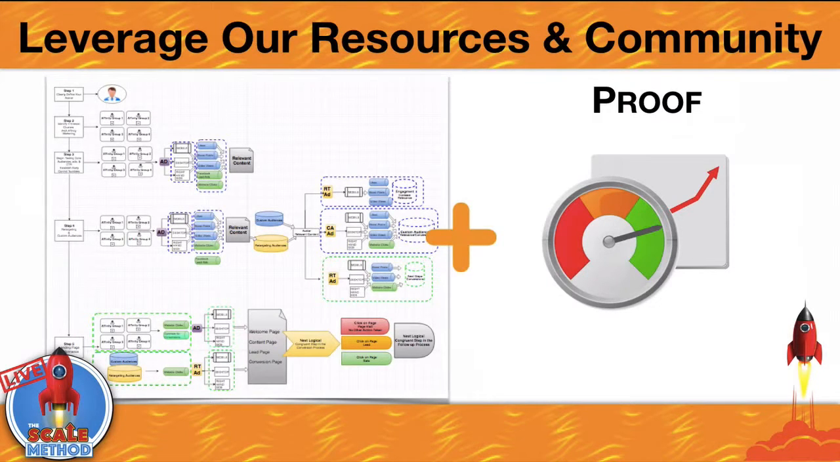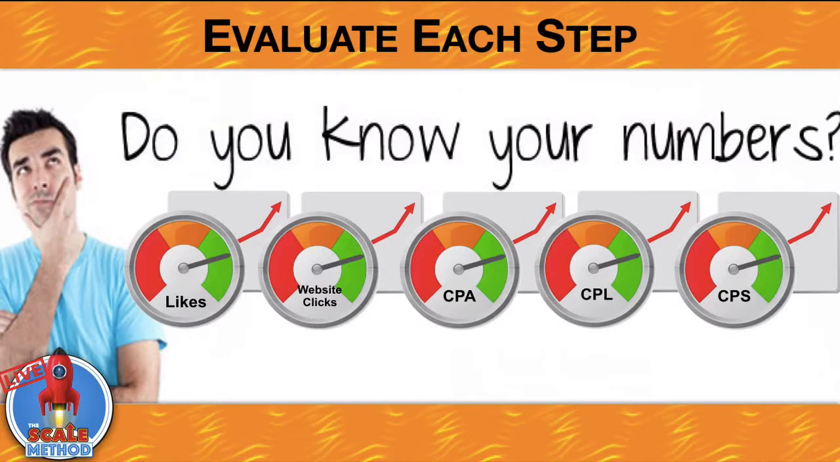The main thing is you want to have a documented plan and proof, right? You want to know what your plan is and what the numbers are, then how you adjust those numbers. So that's the next question. Do you know what your numbers are?